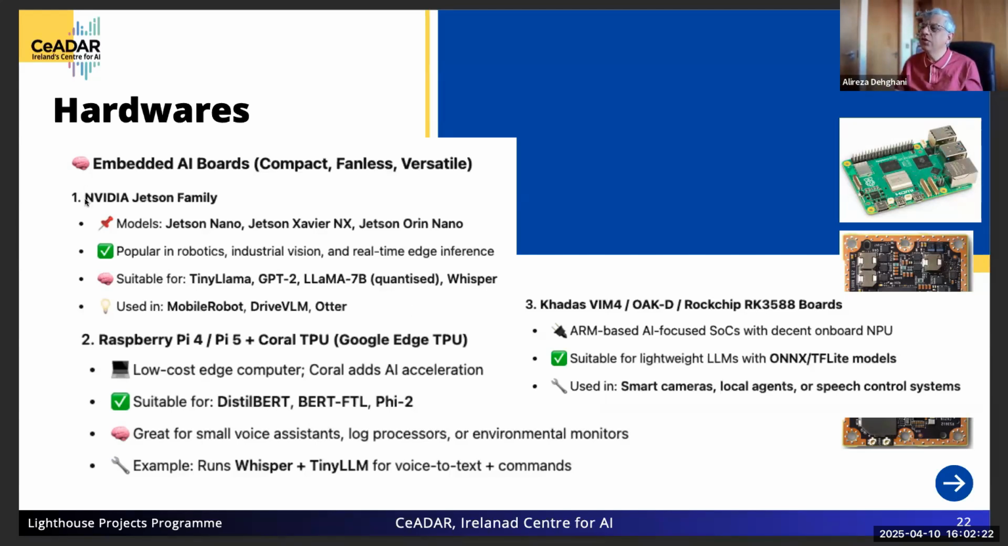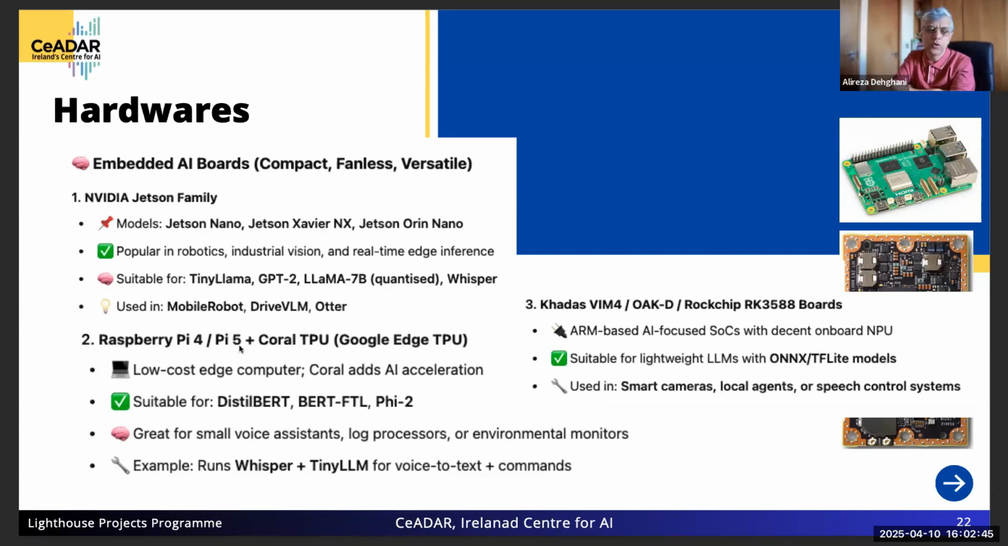Like I said, for example, the NVIDIA Jetson family is suitable for TinyLlama, GPT-2, Llama 7B, and so on, and Whisper. So it's used in different application scenarios. Raspberry Pi 5 is really interesting and fascinating. It is really capable if you have not worked with it. It is a really low-cost edge computer.